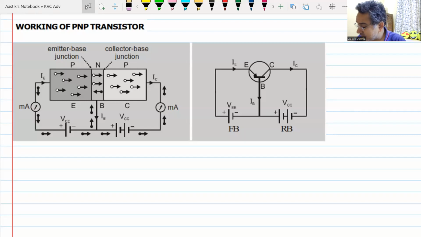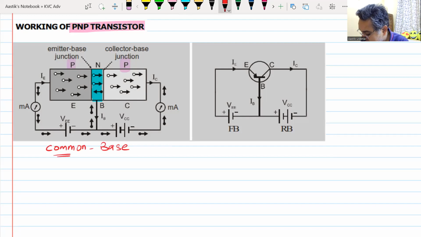Now you can see this is the working of a PNP transistor. Remember, whether it's an NPN transistor or a PNP transistor, they work in the same way. Here you can see 2 P's sandwiching 1 N. Do we see this? Yes, sir. Between 2 P's, we have got N. Which type of configuration is this? Which is common? N is common, base. So this is a common base configuration, as you can see.